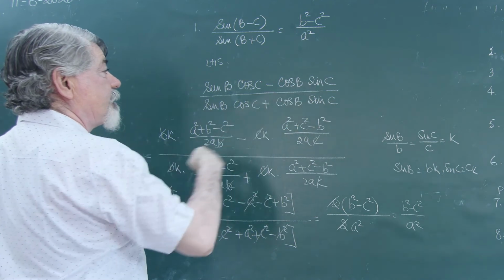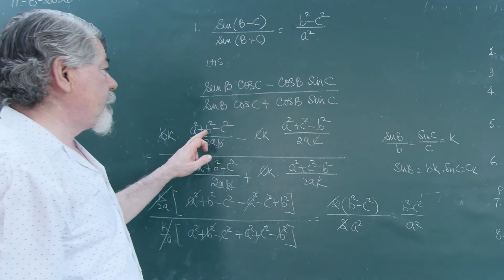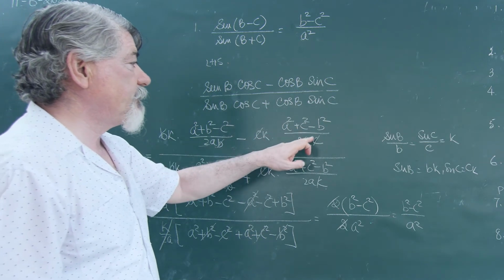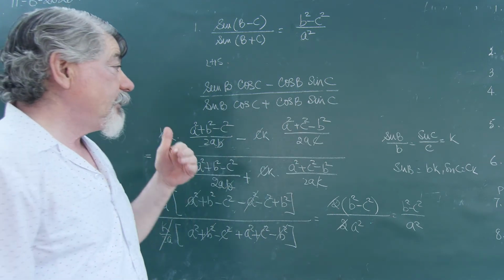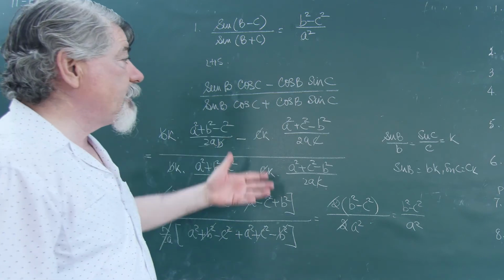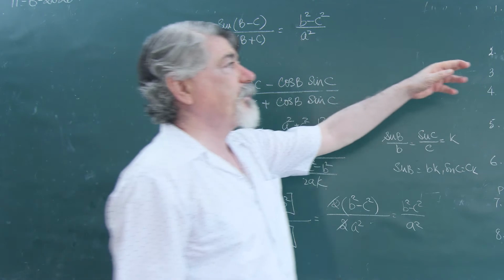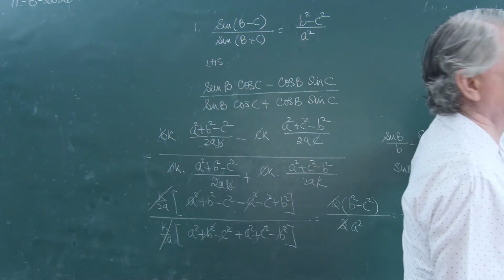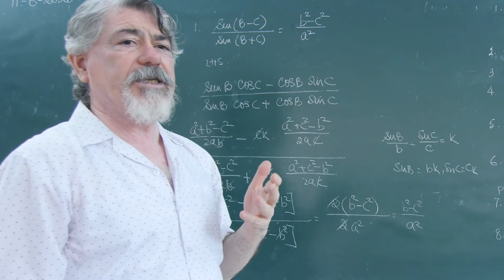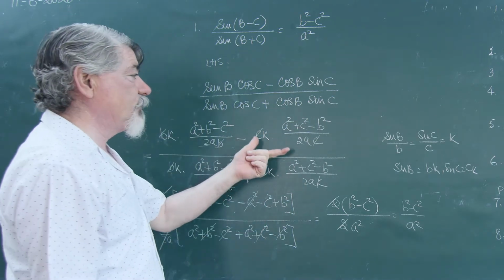Cos C and sin C were replaced by (a square plus b square minus c square) upon 2ab, and (a square plus c square minus b square) upon 2ac. We applied sine and cosine law both, converted them in terms of a square. Whenever you see the square, I have to get a square in the answer. So the squares of the sides have to come. So we applied cosine law.